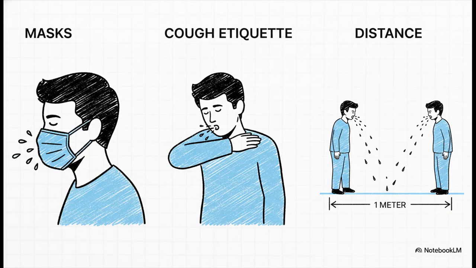And suddenly, all that public health advice makes perfect sense, right? A mask creates a physical barrier to catch the droplets. Coughing into your elbow traps them. And keeping a little distance literally puts you outside of that 3-foot fallout zone. It's all designed to put up a roadblock on this short-distance highway.